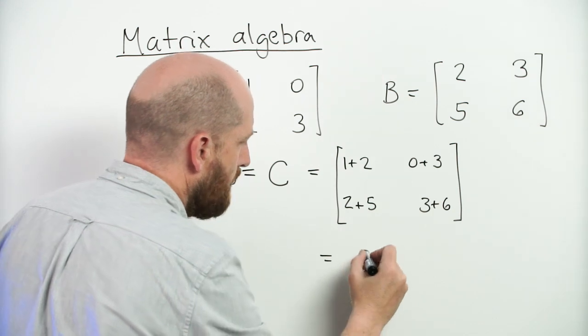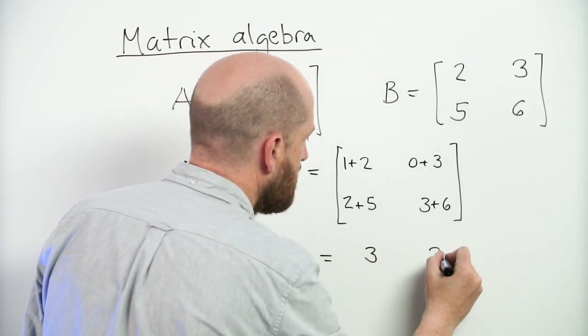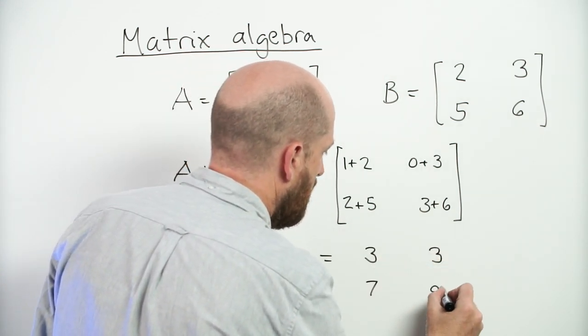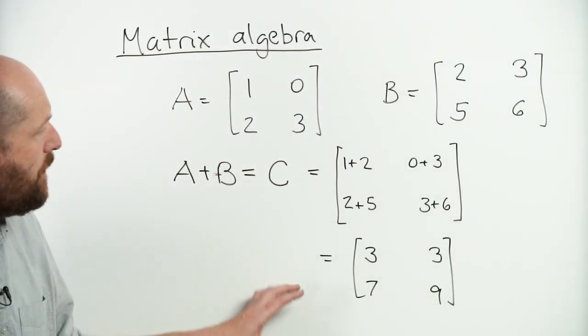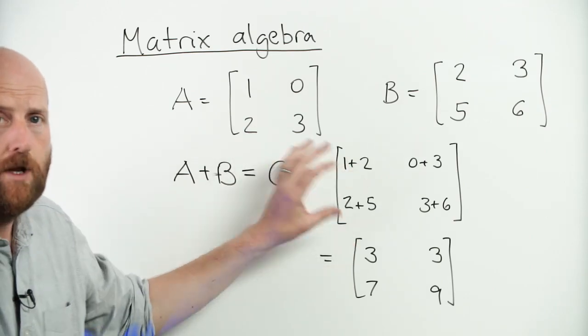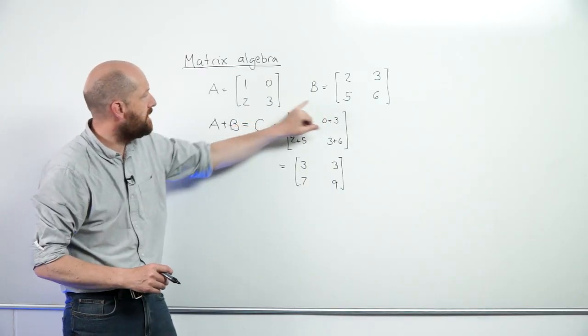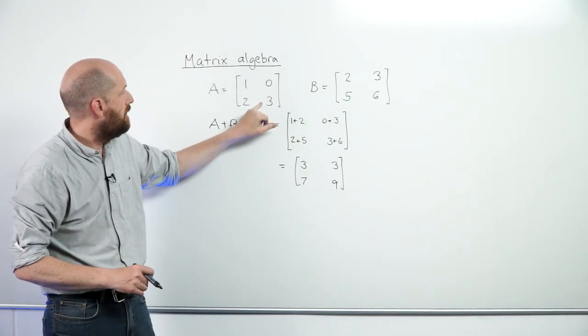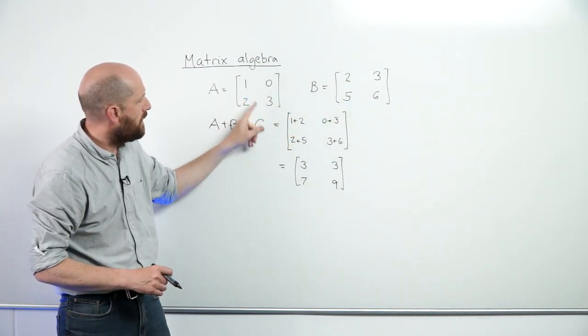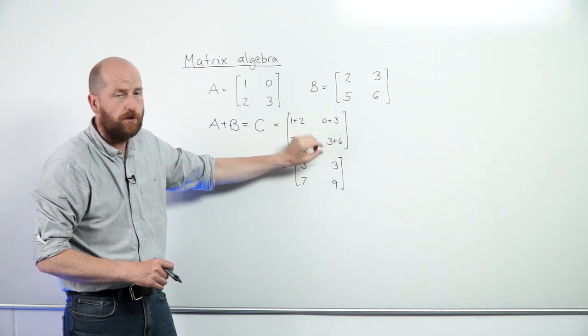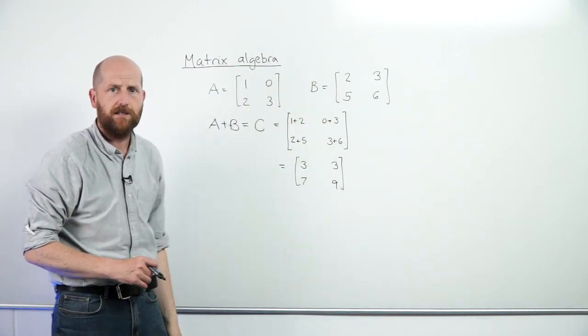I stay as having a 2 by 2 matrix, and there it is. The key thing to realise here is that when I'm adding two matrices together, this is only possible if the two matrices are of the same size. It's 2 by 2, 2 by 2. It's only possible to add the elements up like this if my two matrices are the same size.